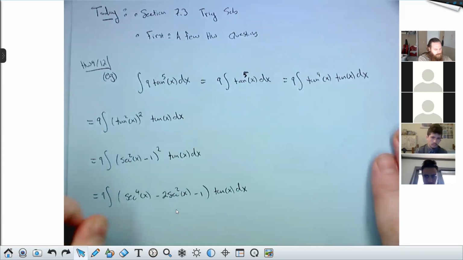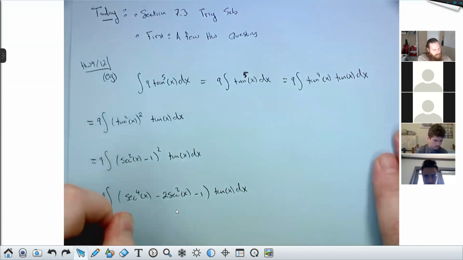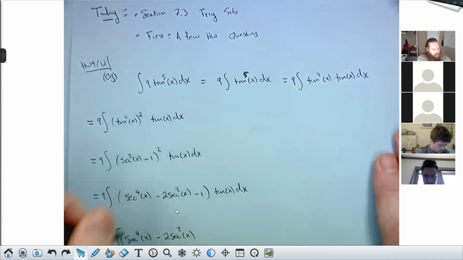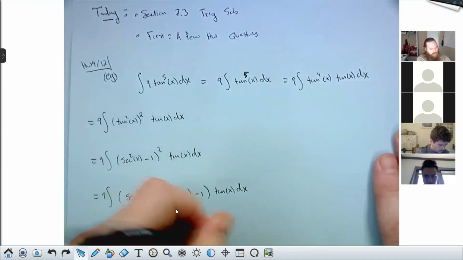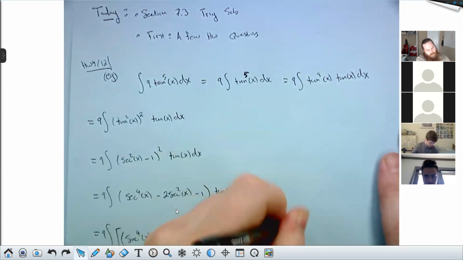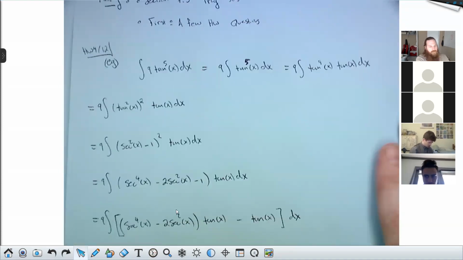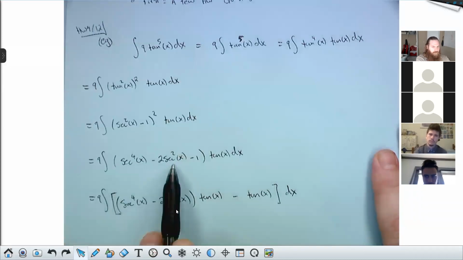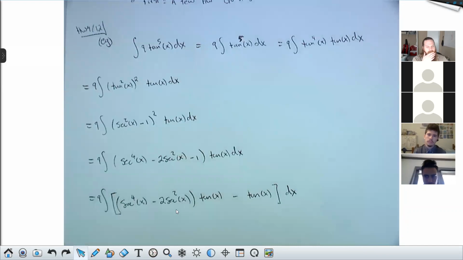Now I'm gonna distribute the tangent back through here, and I'll do it like this. I'll call this secant to the 4x minus 2 secant squared x times tangent x minus tangent times 1 is just tan x. And then close bracket and then dx. Because my intent, looking at each of these pieces, in each of these I'll have an even power of secant, which is kind of nice because then I could substitute for tangent. And then in this one, I'm gonna have to handle things totally differently.